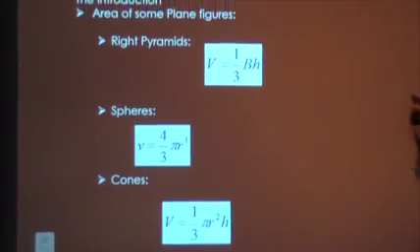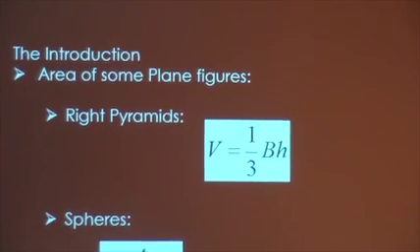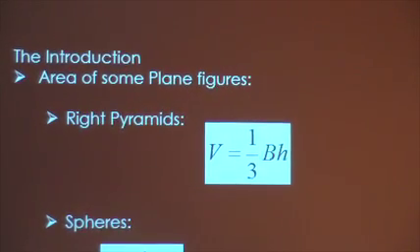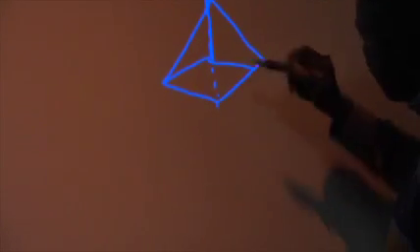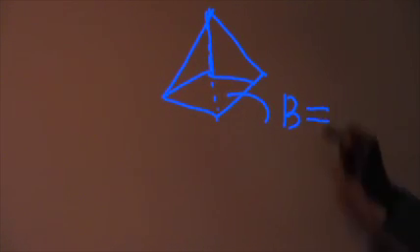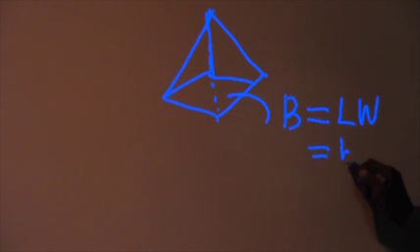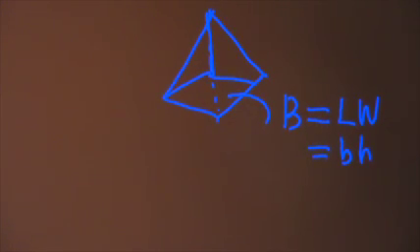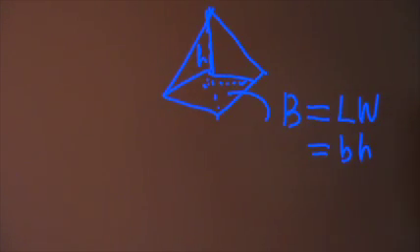Then we have the right pyramid. So for the right pyramid, it looks like this. Basically, it has a base. This is the base B, that is rectangular in shape. So you normally find the length times the width, or you can use a small b times the height. The height is the distance from the top of the pyramid to the base. The height is this distance.